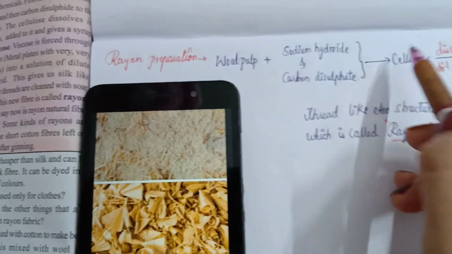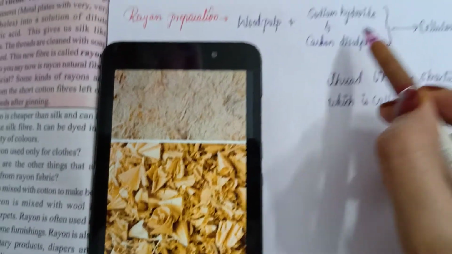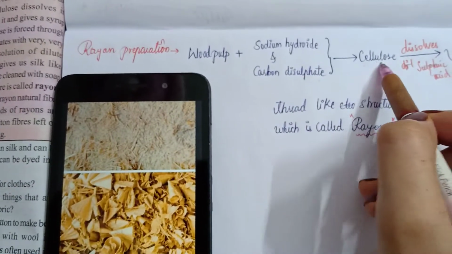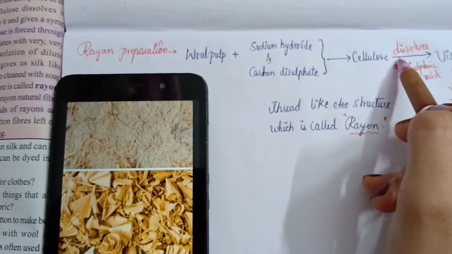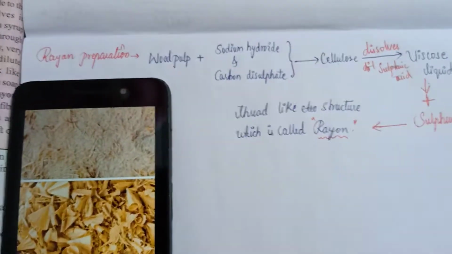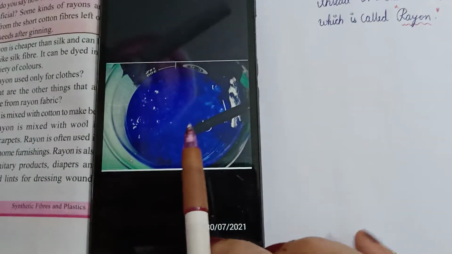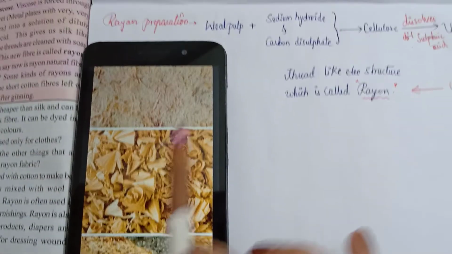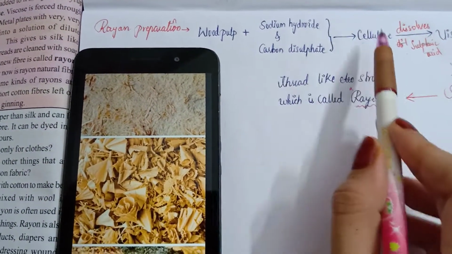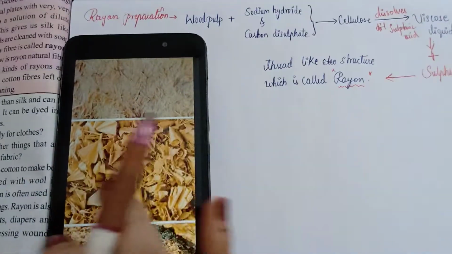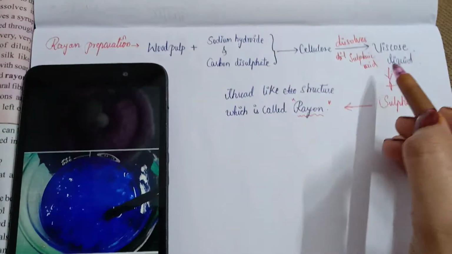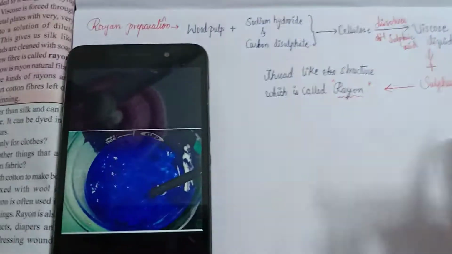Then what will we obtain? We obtain cellulose. This forms cellulose, and we have to dissolve this cellulose in other chemical substances. Then we will obtain a viscose liquid. So here is our viscose liquid. It is blue in color, right? So after treating this wood with several chemicals, we obtain cellulose, and this cellulose dissolves to give this product, a blue colored viscose liquid, meaning a thick liquid.